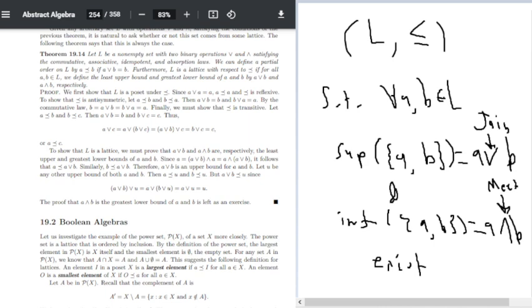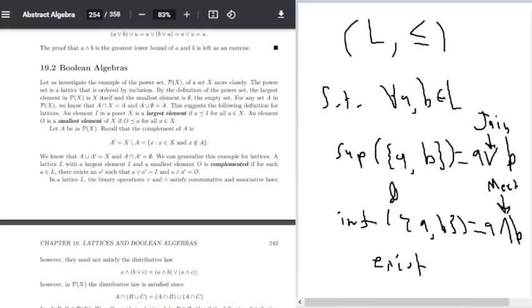To now show that L is a lattice, we must prove that A join B and A meet B are, respectively, the least upper and greatest lower bounds of A and B. Since A is equal to A join (B meet A), and A is equal to A meet (A join B), it follows that A is less than or equal to A join B. Similarly, B is less than or equal to A join B. Therefore, A join B is an upper bound for A and B. Let U be any other upper bound of A and B. Then A is less than or equal to U and B is less than or equal to U. But A join B is less than or equal to U, since (A join B) join U is equal to A join (B join U) is equal to A join U is equal to U. The proof that A meet B is the greatest lower bound of A and B is left as an exercise.